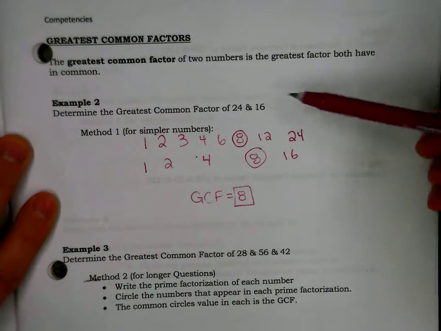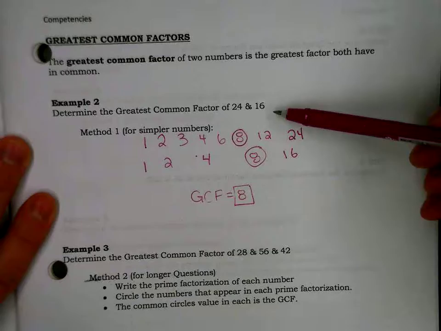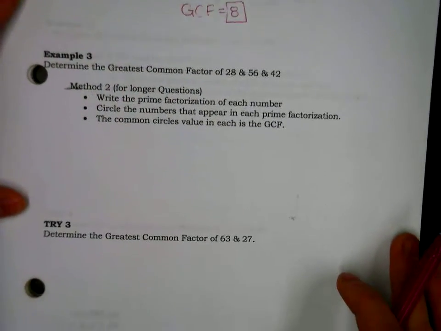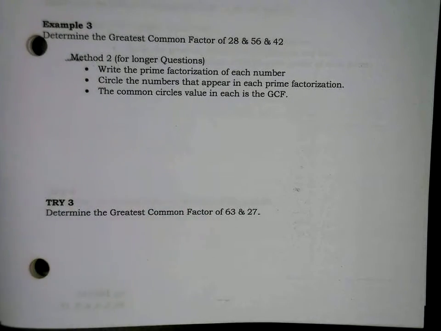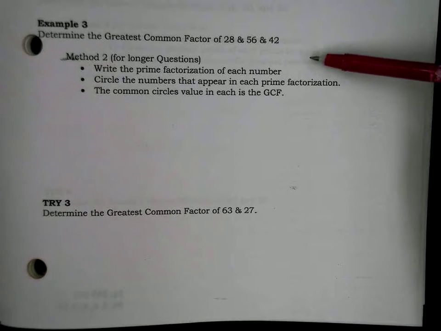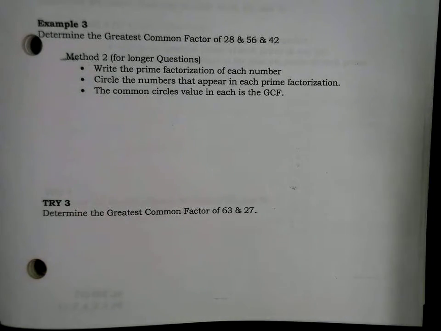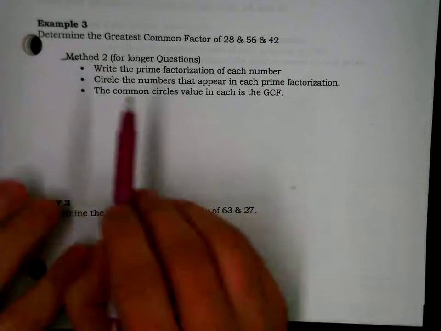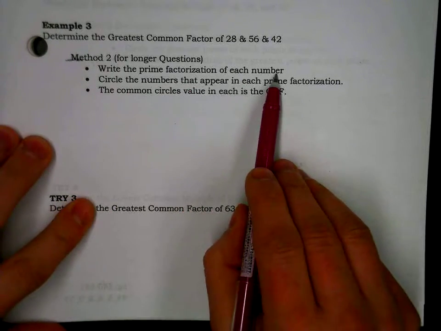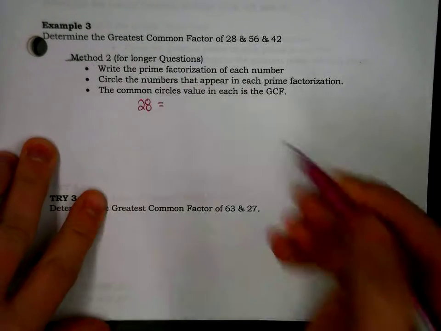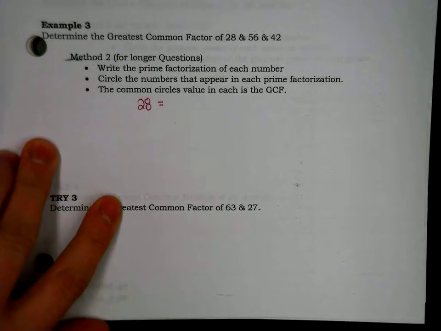Now this works for smaller numbers, but when the numbers become larger or we have multiple numbers, we might need a more powerful process. So in example 3, we have 3 numbers, 28, 56, and 42, and even though there are multiple ways to approach these questions, we're going to examine this using our factor trees. So for longer questions, or multiple numbers, we're going to first write the prime factorization of each number. You're more than welcome to do a factor tree on the side, but I'll write our more simplified version now.